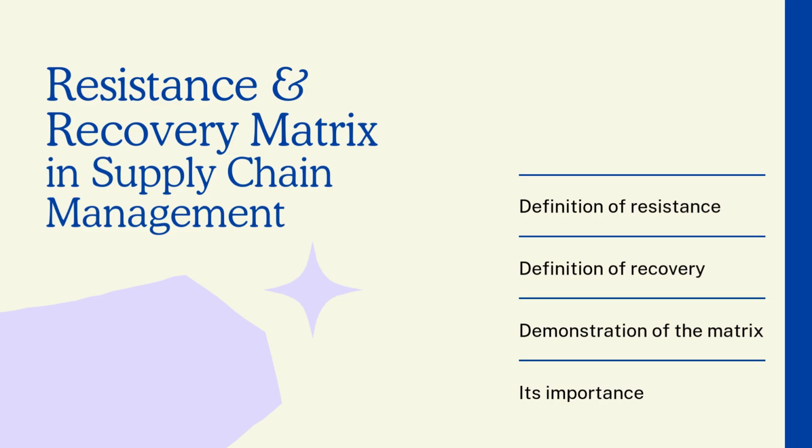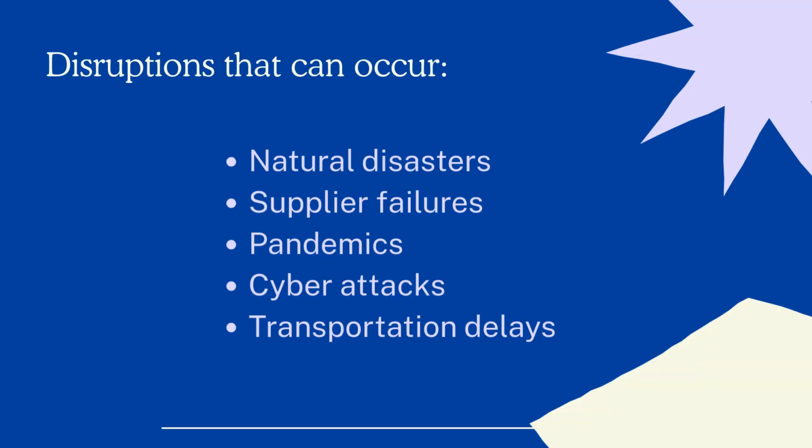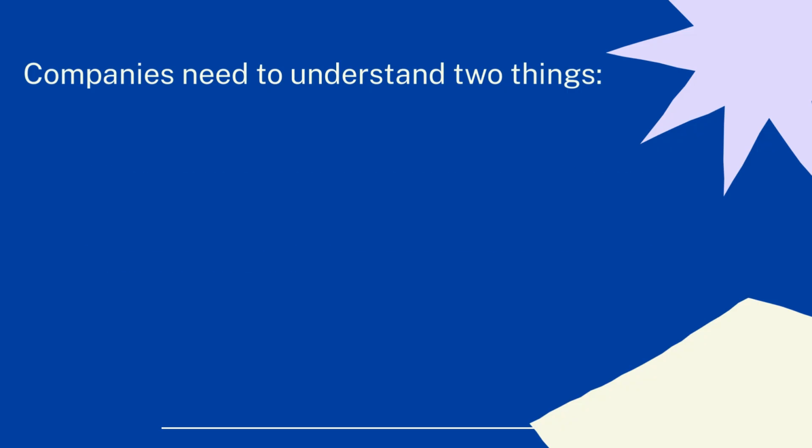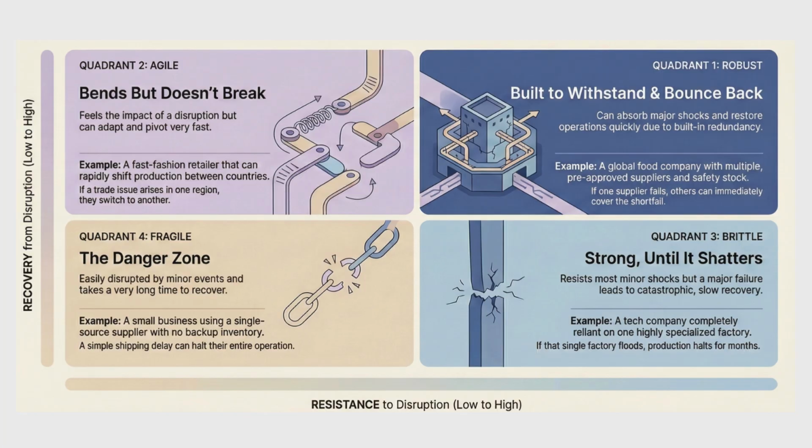understand its importance. In supply chain management, disruptions are unavoidable. Natural disasters, supplier failures, pandemics, cyber attacks, or transportation delays can all stop the flow. To deal with this, companies need to understand two things: how much a system can resist disruption and how effectively it can recover afterwards. That's where the resistance and recovery matrix comes in. We are going to break down the supply chain resistance and recovery matrix.